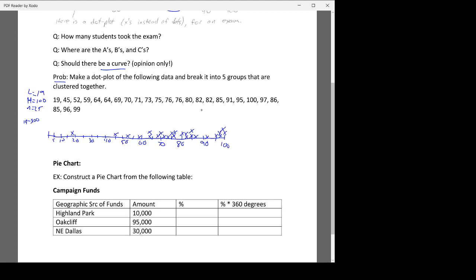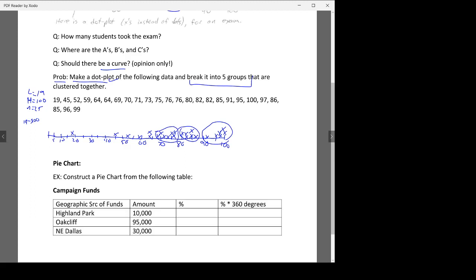So I say, well, we made a dot plot and break it into 5 groups that are clustered together. So you'd probably say there's a cluster here, and there's a little space, and there's an X here. And you might want to say, oh, these 90s should probably be the A's. So we'll make that a cluster. You see there's a break at 80 there. That's a pretty sweet break. Those look like the B's. Then you might say, well, maybe we can include this 69 with the C's. That kind of looks like a good spot.